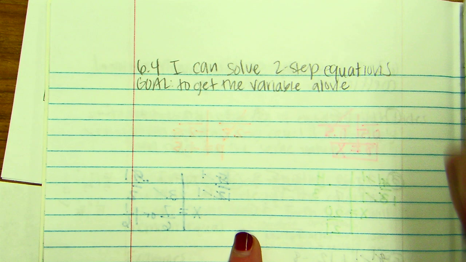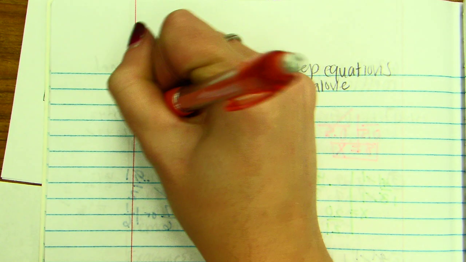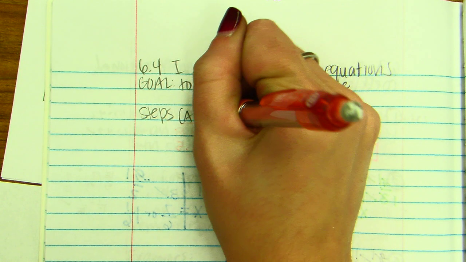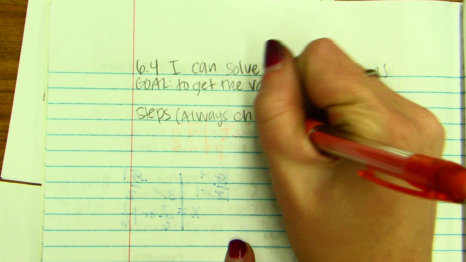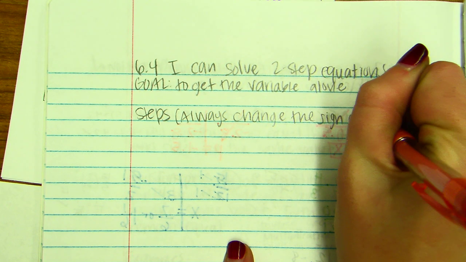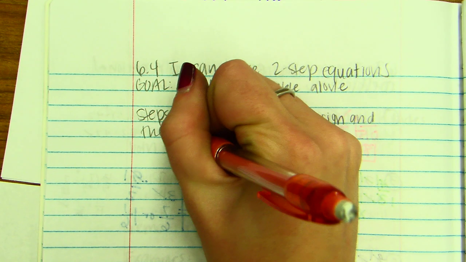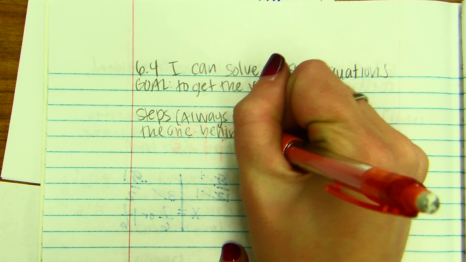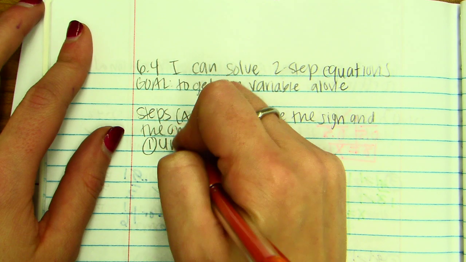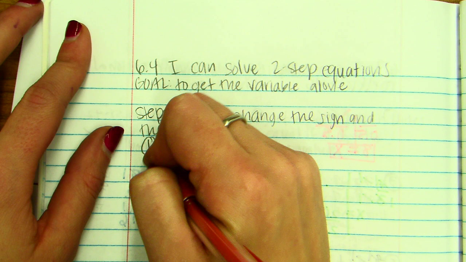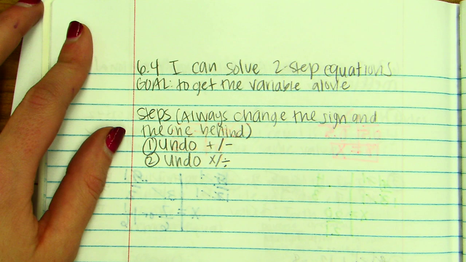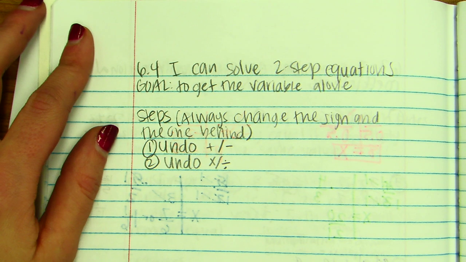And all these equations are going to have two steps. And the order is super important. Before we do any of the steps though, we always change the sign in the one behind. Okay, then our steps. The first one is to undo addition and subtraction. The second one is to undo multiplication and division. This is backwards order of operations because we're undoing what's being done to the variable.